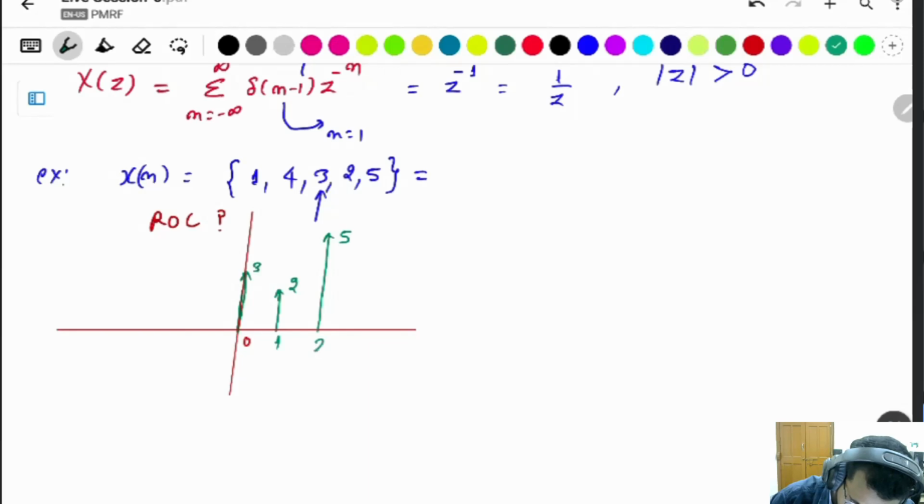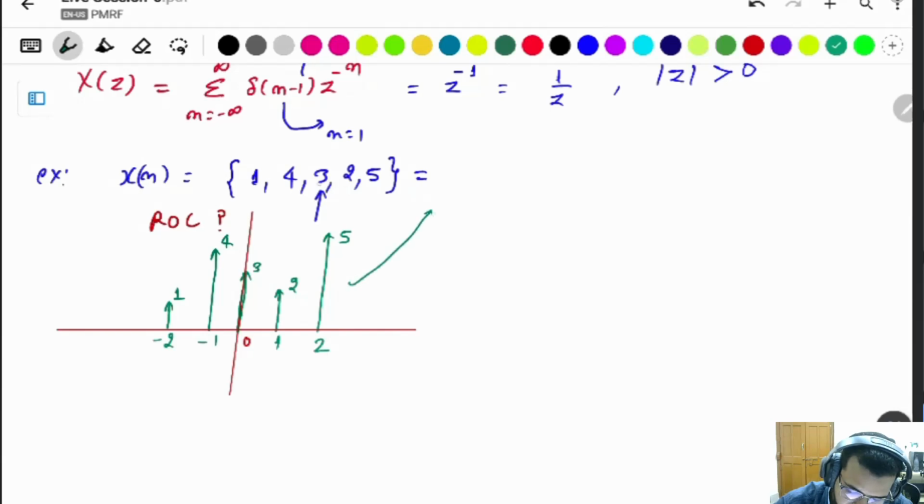0, 1, 2. Here at minus 1 the value is 4. At minus 1 this will be 1. At minus 2 the value is 1. This is the signal, and you have to find the ROC for this signal. First of all, find the Z transform of this one. Before finding the Z transform, first find the expression of the signal. Without taking the expression of the signal, how can you find the Z transform?